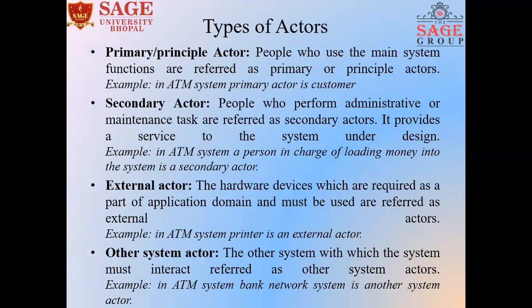Here are some types of actors. So basically there are four types of actors when we are talking in the use case diagram. First one is primary or principal actor. So people who use the main system functions are referred as primary or principal actors. If we take the example of the ATM system, in ATM system, primary actor is a customer.